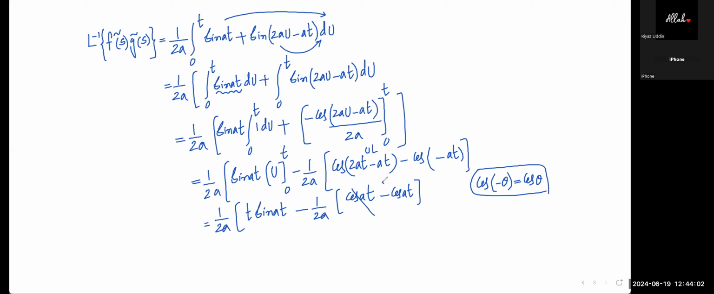These two are cancelled if you see, and 1/2 multiplied becomes 0 only. Finally the answer is 1/2, 1 by 2, t sin at. It is the answer of Laplace inverse of s bar of s, whose value is 1 by s square plus a square, and then this is s. Both together become s by s square plus a square whole square. We have to prove that this is t sin at by 2a.